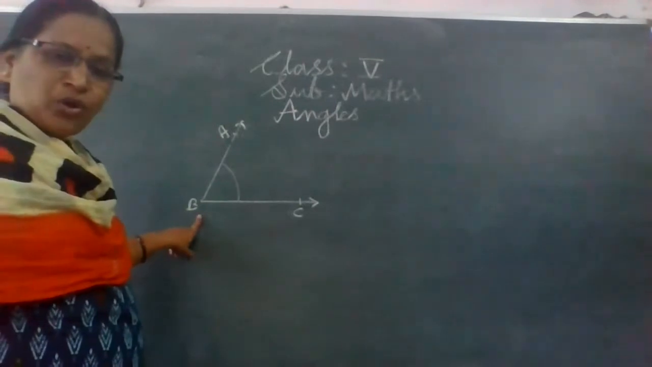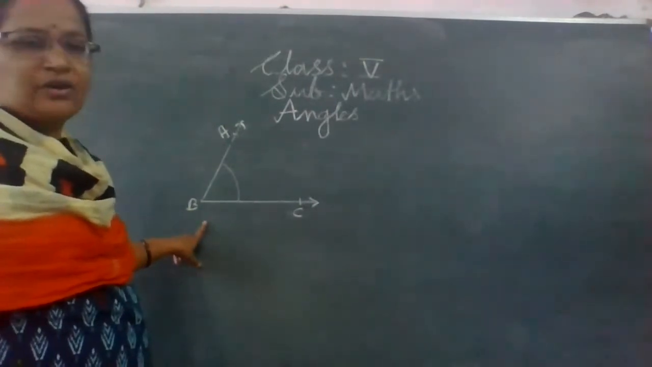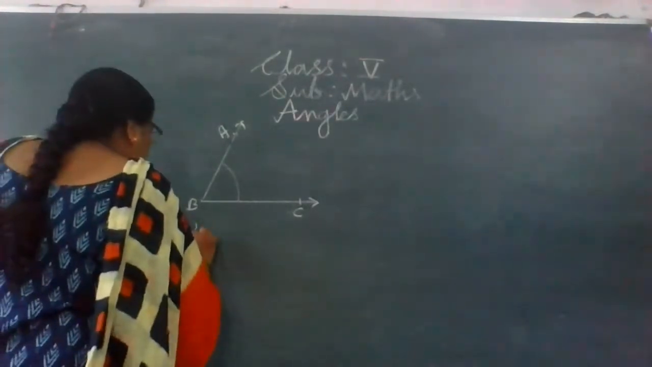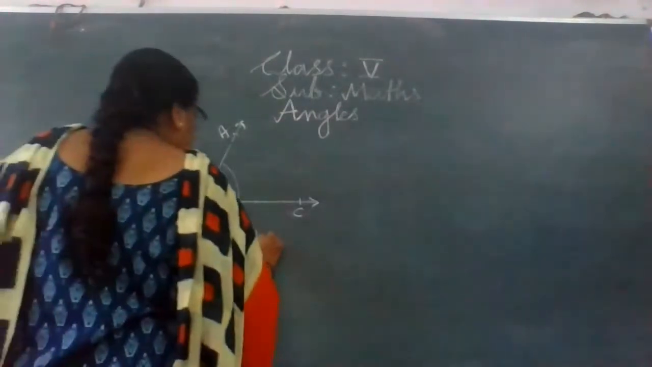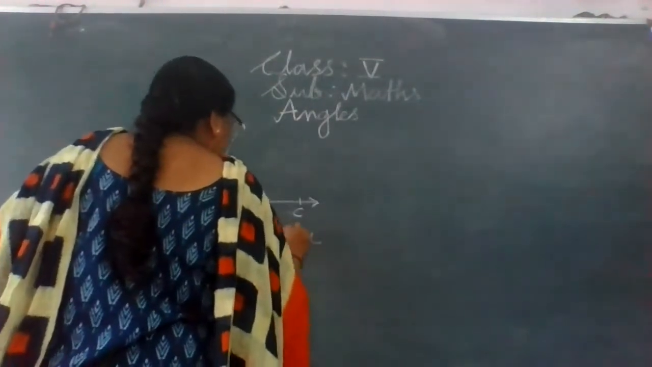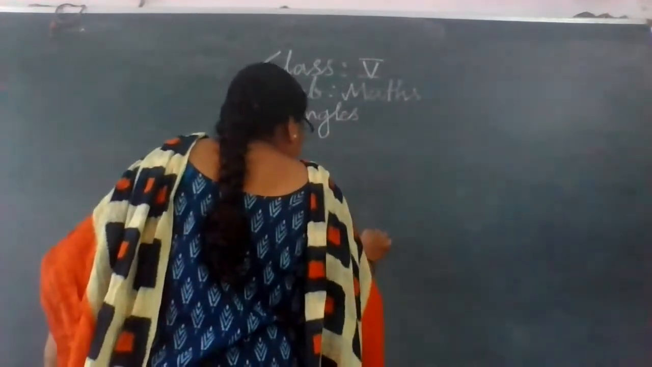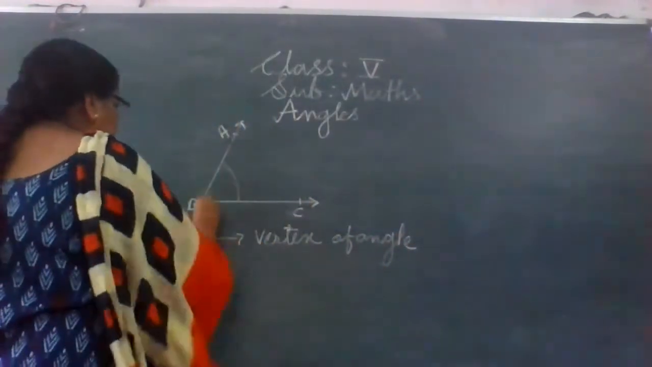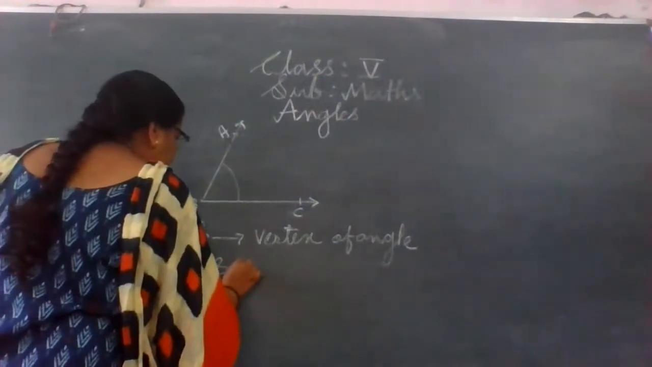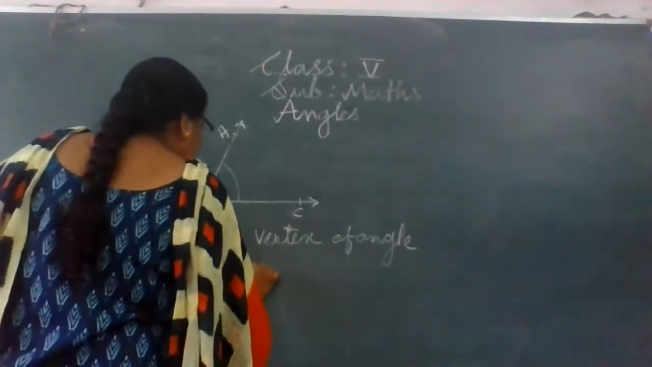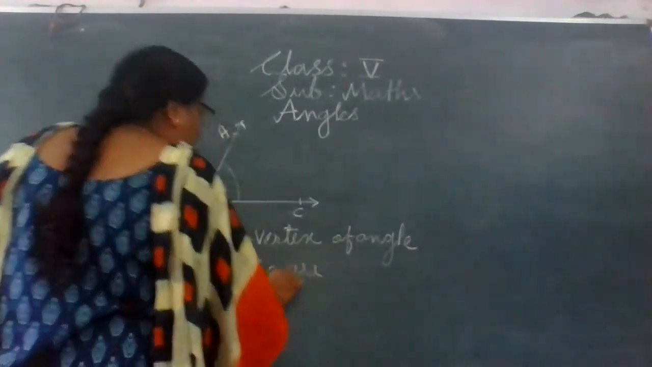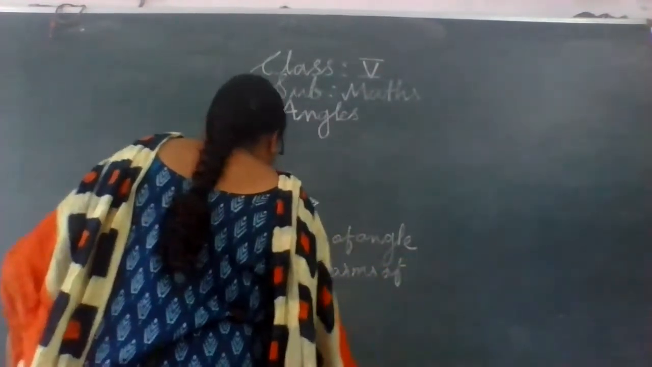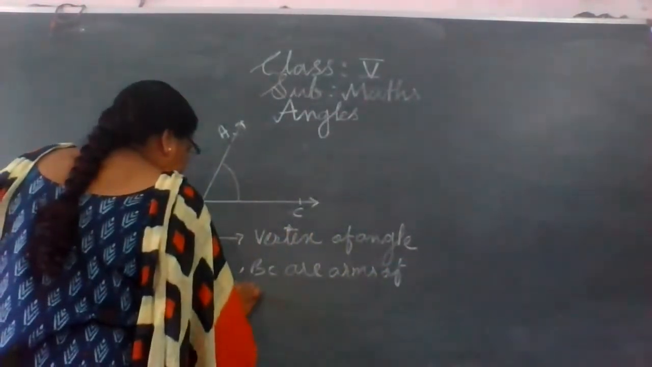Okay, and this joining point or the common point of both rays is known as the vertex of the angle. So B is the vertex of the angle. And AB and BC are the arms of the angle.